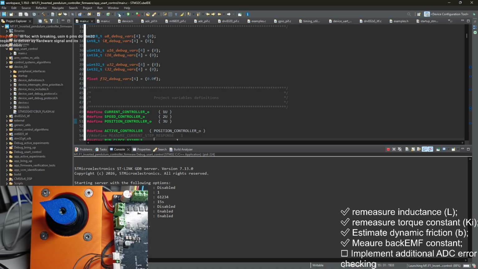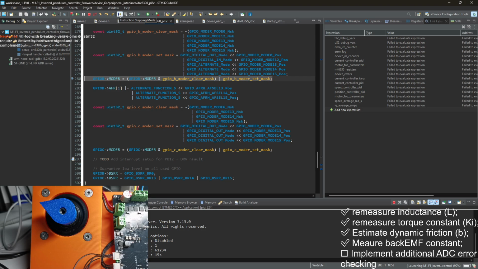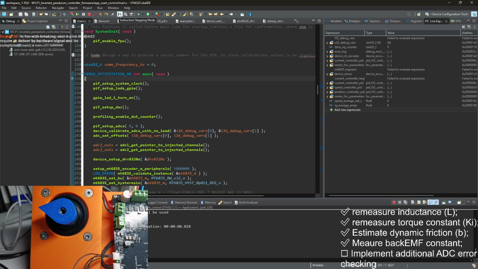In FOC with braking, using 6 pins does STM32 require to deliver the hardware signal and its complement? Sorry, I don't think I got your question. In FOC with braking, do you mean braking by brake resistor? And what do you mean by using 6 pins? Are you saying 6 pins to control the motor driver so that you provide dead times yourself? I'm not sure what yes. Can you please clarify a bit more? I didn't get the question fully. I'm sorry.